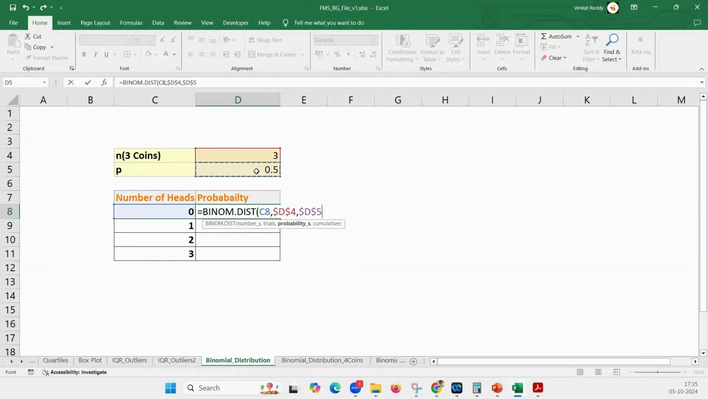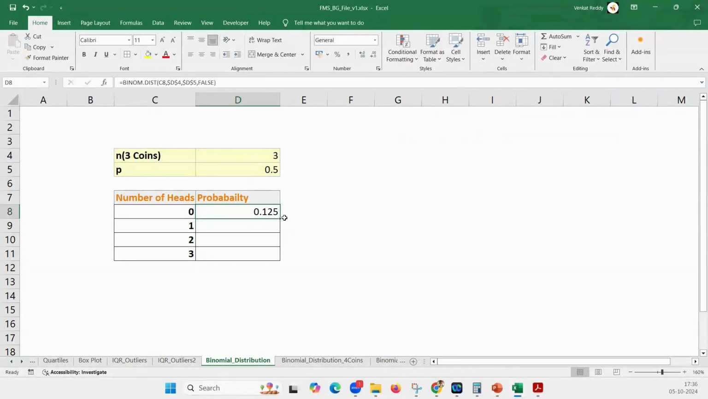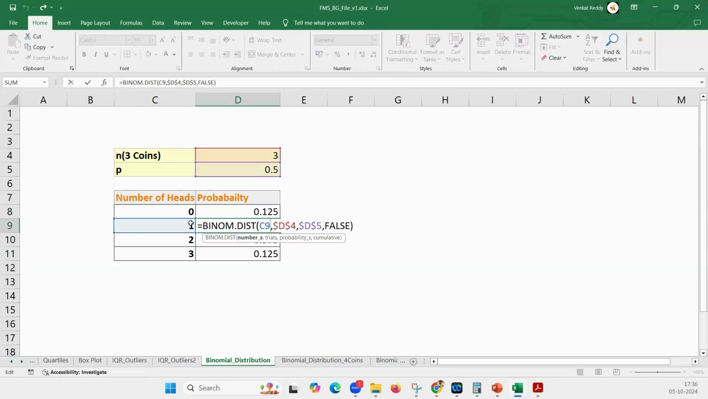That doesn't change. The next one is cumulative. Do you want cumulative probability, that means probability should be added until that point, or do you want the regular probability? We did not have any interest in cumulative probability. You will say cumulative probability false. That means probability mass function. Once you do that, this is for 0 heads. I'll just drag that. It will automatically take 1 head, 2 heads, or 3 heads.